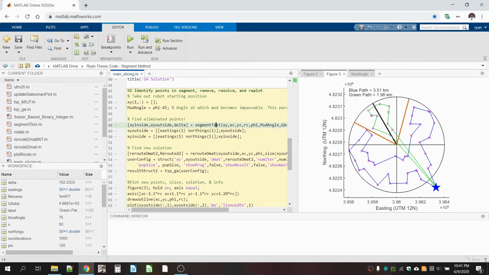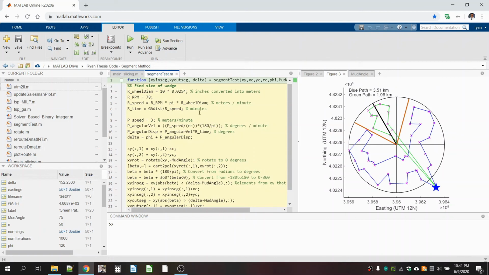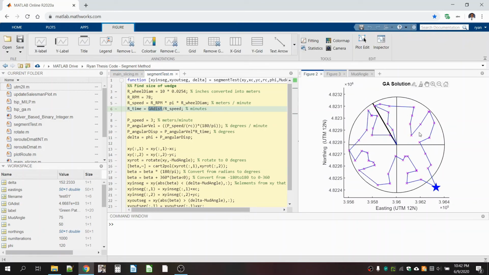So I'm going to hit Control D to open up this function. You need to know the speed of your robot, which I'm finding here. This is the RPM of the motor, or of the motor after the gear reduction. This is the diameter, so you can calculate your robot speed, and this is taking the overall distance, dividing it by the robot speed, and that's how many minutes this path would take to follow. And this is assuming that the robot has enough battery power to do this in one trip.